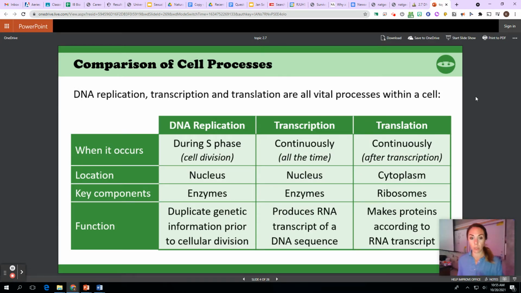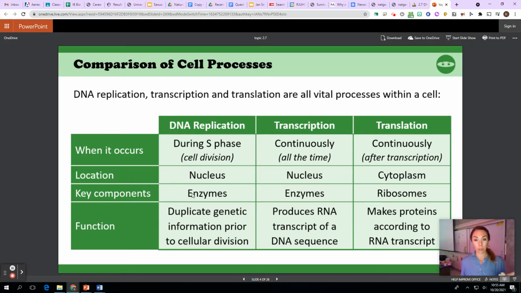Comparison of cell processes. So let's look at these three things in terms of when it occurs, where it occurs, my key enzymes, and the point or function of each. Let's start here. Replication we've already learned about. Let's just review that. S phase, right? So when it's getting ready to divide, that S phase is when the DNA actually replicates. DNA replication occurs in the nucleus, right? So we've learned about that organelle and where that occurs.